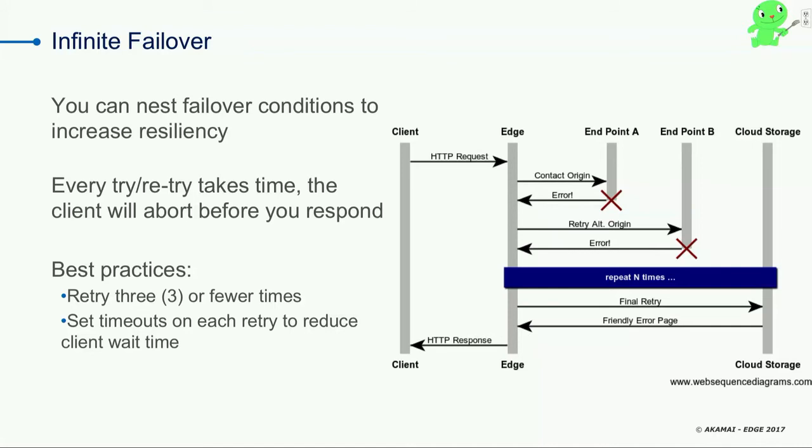Each time we retry the request takes time, so we have to go back and forth. What happened is it worked great. But by the time we got a response, the client had moved on. It took like 10 minutes to get a response. So we can do it, but my recommendation is to try 3 or fewer times. And if you have to do more than 2, set timeouts on the second and the third retry so you don't get the client waiting.